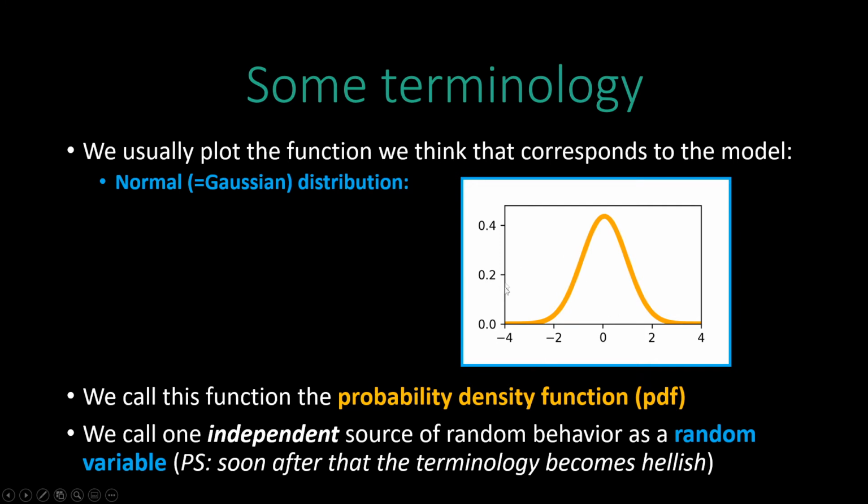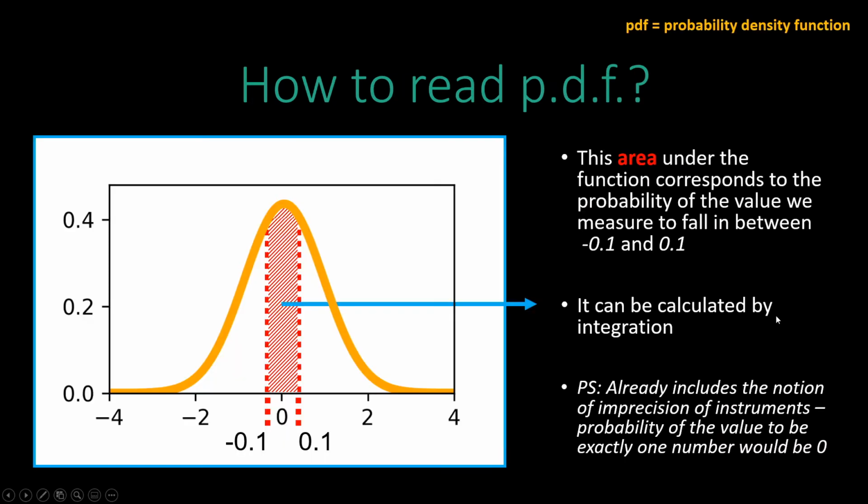So maybe these are idealized examples of how nicely it would work if everything was behaving like this random, normal or Gaussian random function. Okay, cool. So we mentioned the probability density function, PDF.